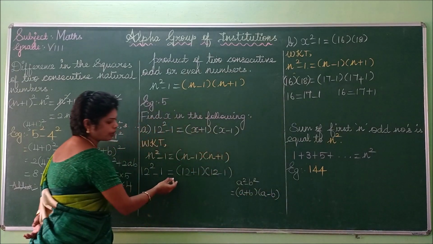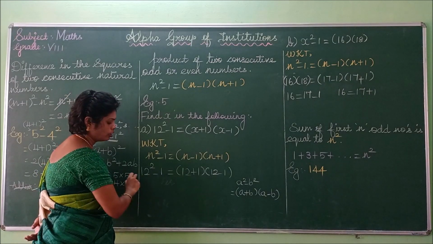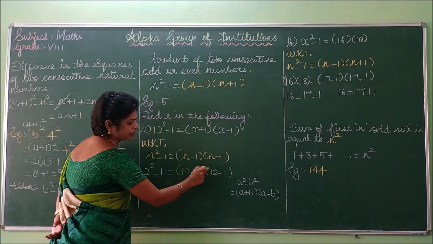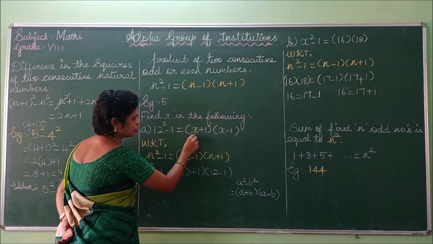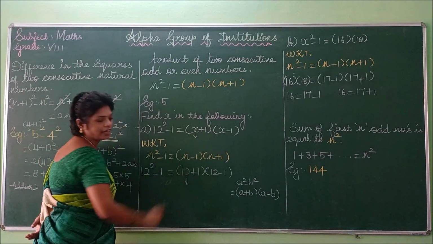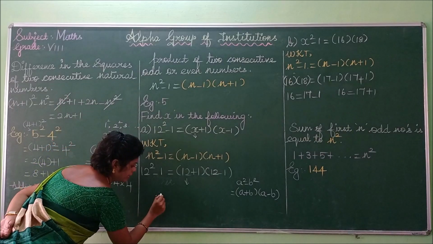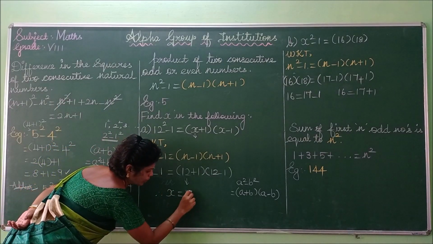So using this format, I am expanding this one. 12 plus 1 one time and 12 minus 1 another time. So what is the x related to that? In the x place, what is the value here? 12. So you can simply write x equal to 12.